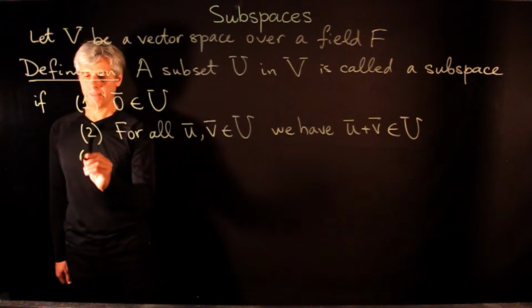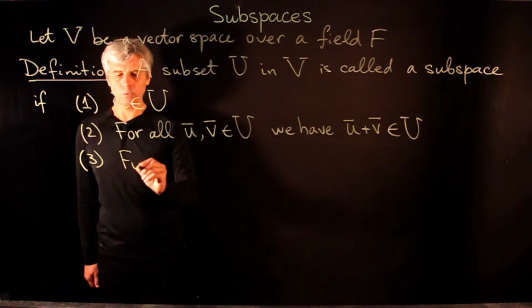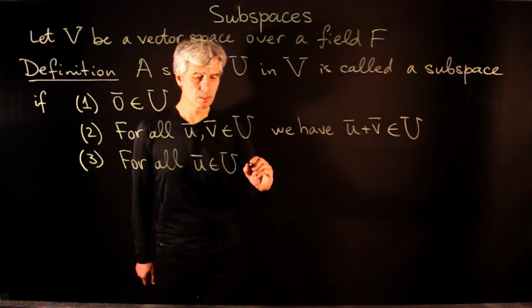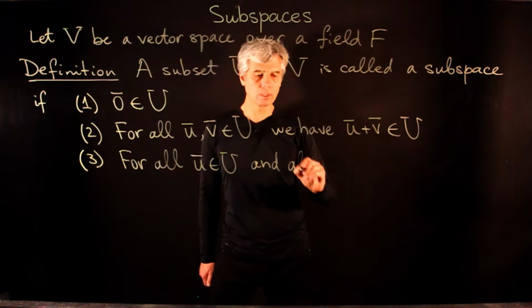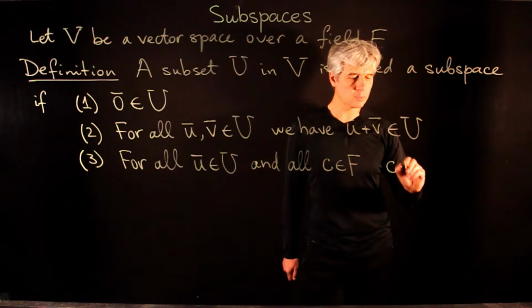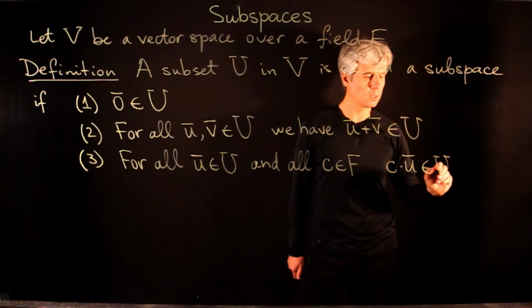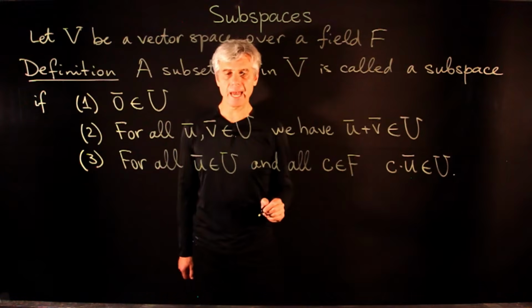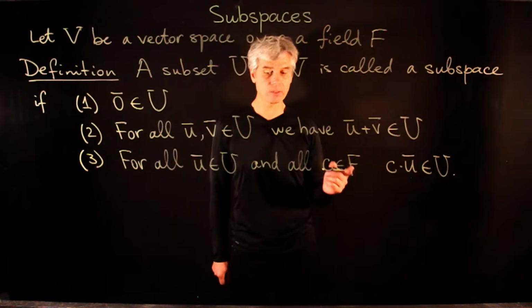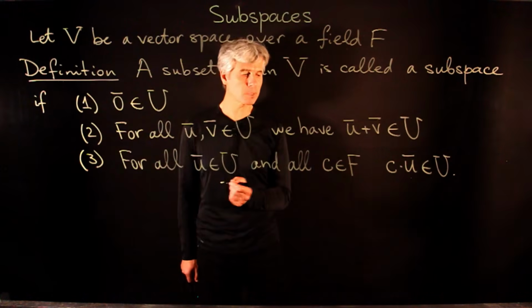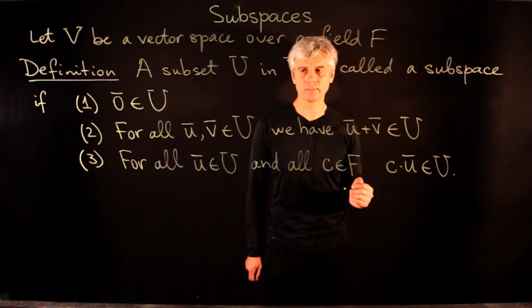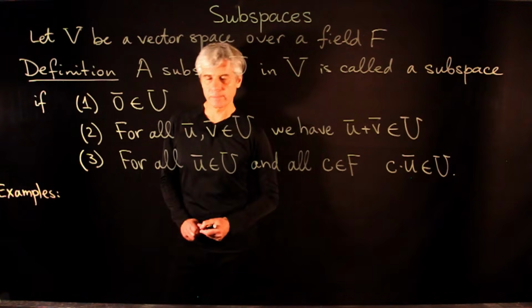And 3, for all u in U and all scalars c in F, c times u is also in U. So this means that this subset is also closed under multiplication by scalars. So if we take any vector from this subset and any scalar, then this scalar multiple of this vector is also in the subset. Let's give a couple of examples.